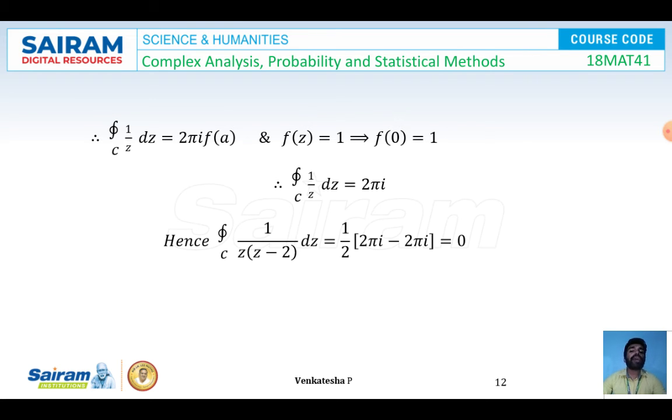So the formula will be the integral over the region C of 1 by z dz will be equal to 2 pi I into f of a. The function is given by f of z is equal to 1 and the function f of 0 will become 1 here. So hence I got the value of the integral over the region C of 1 by z dz will be equal to 2 pi I. Now I'll be replacing these two integral values in the main equation. So I got the integral over the region C of 1 by z into z minus 2 dz is equal to 1 by 2 into 2 pi I minus 2 pi I. The value is 0.